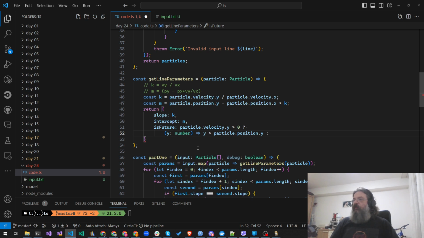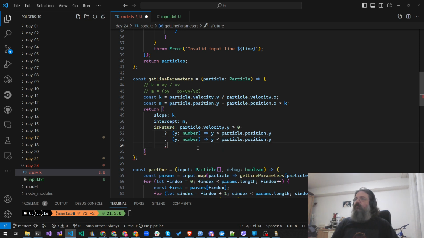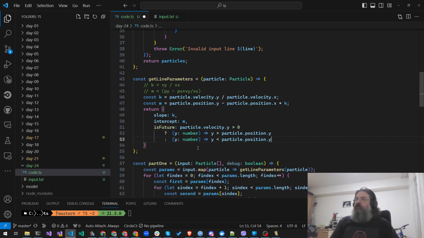Otherwise, if we have a negative value, we will just give this function. It's in the future if the velocity is negative, that means we're kind of going down. So anything that's less than the initial value is actually in the future.